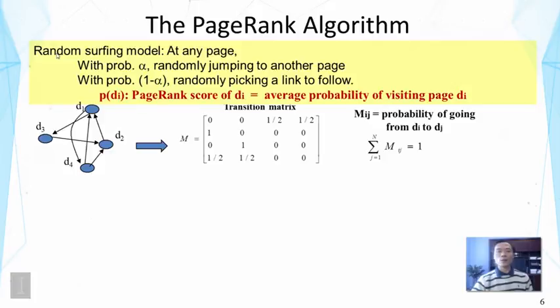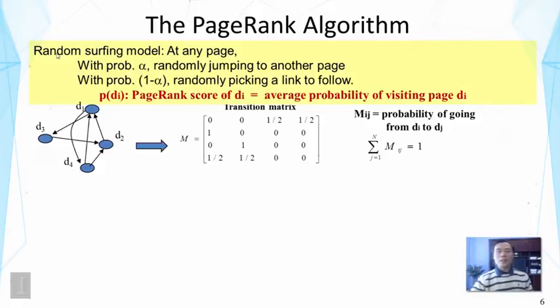But it also assumes that the random surfer might get bored sometimes. So the random surfer would decide to ignore the actual links and simply randomly jump to any page on the web. If it does that, it would be able to reach any of the other pages, even though there's no link directly from D1 to that page. So this is the assumed random surfing model.